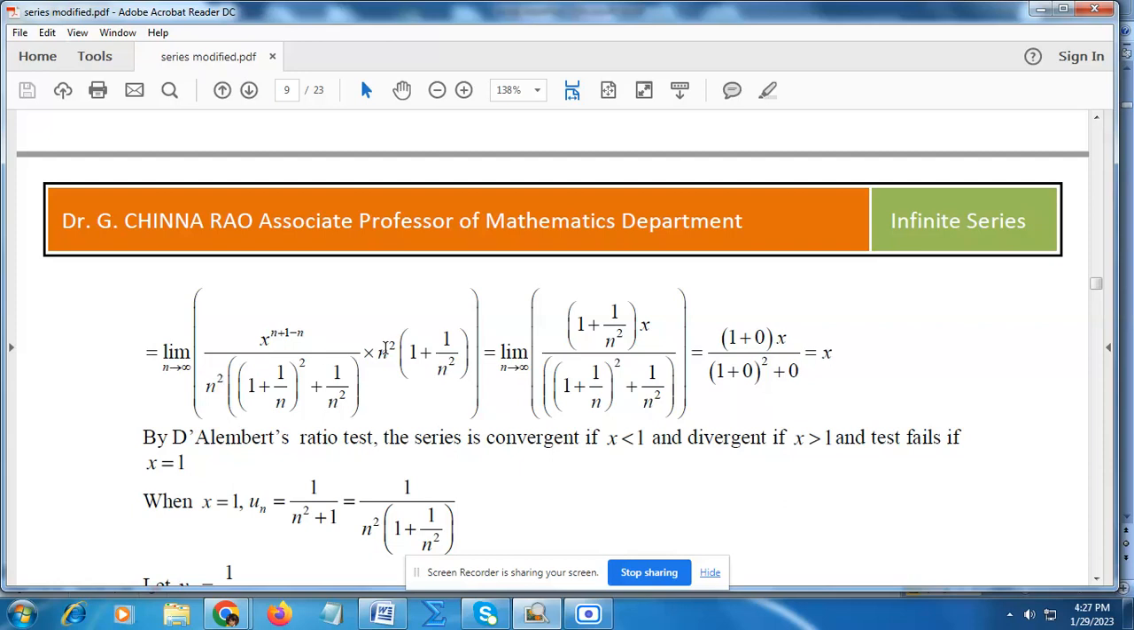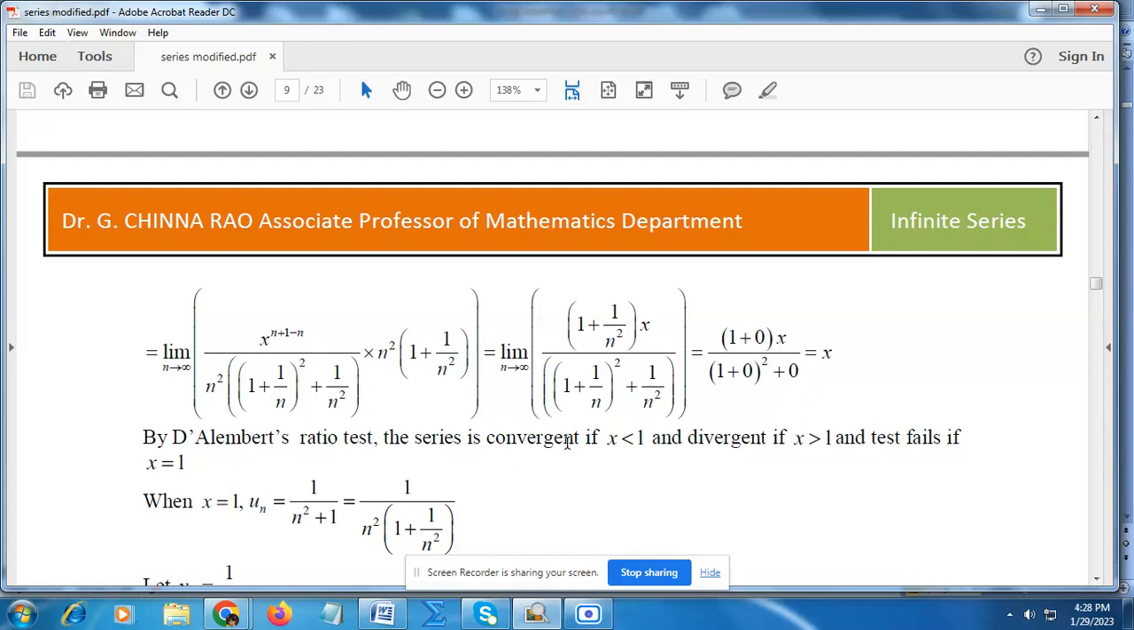Now n square gets cancelled, n gets cancelled. Finally we have 1 plus 1 by n square into x by 1 plus 1 by n whole square plus 1 by n square. So as n tends to infinity, 1 by n square tends to 0. 1 plus 0 by 1 plus 0 whole square plus 0. So finally, the total value is 1 into x, which is x.